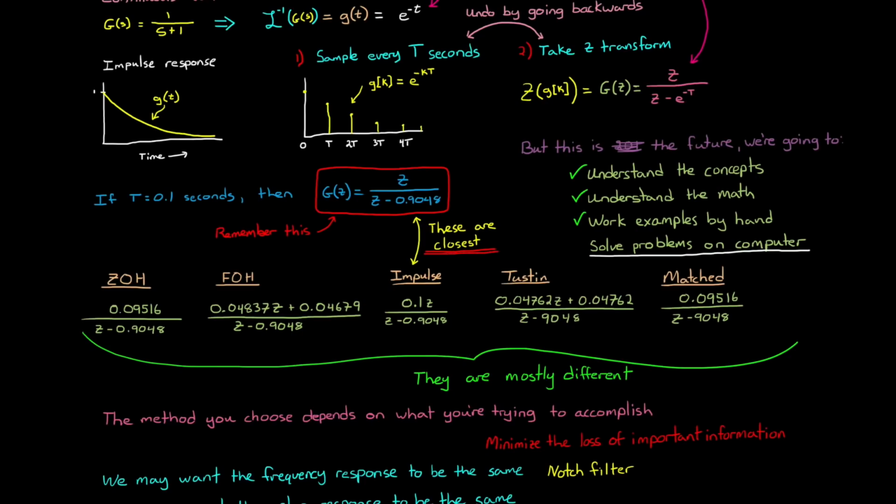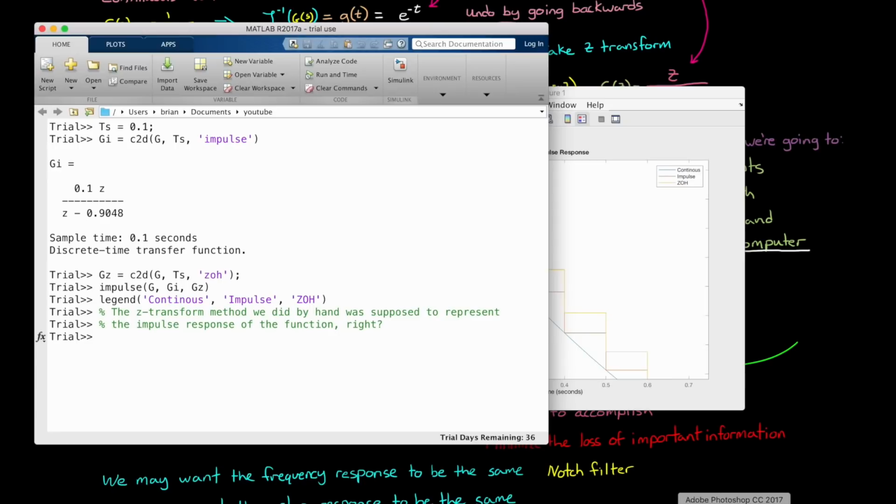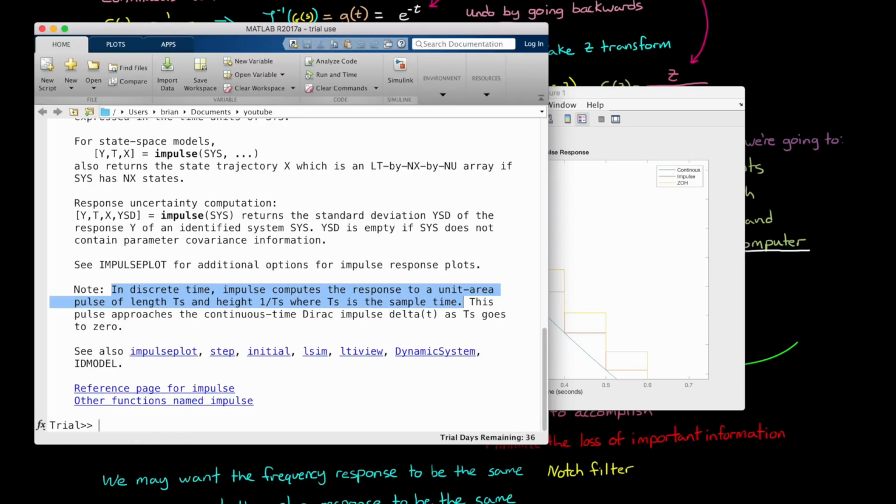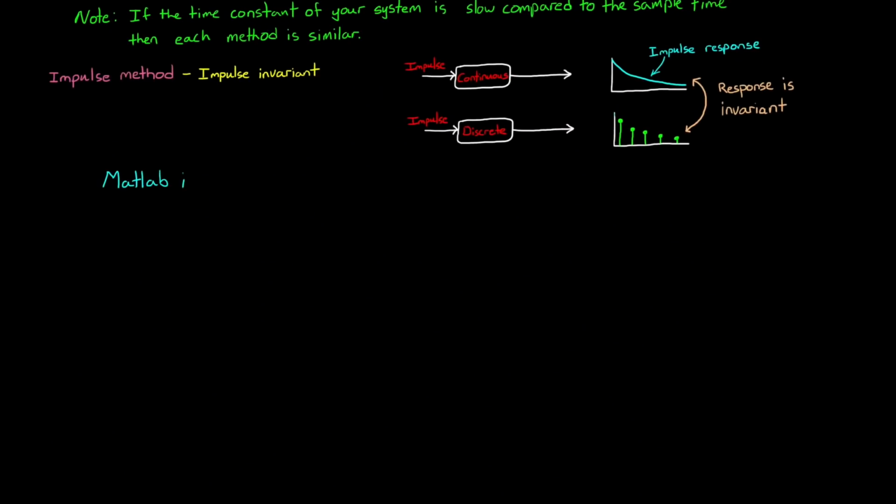In fact, they're only off from each other by a factor of 0.1, which just so happens to be the sample time. You'll find the answer to why the answer is scaled by the sample time if you look at how MATLAB defines an impulse. The impulse command in MATLAB computes the response to a unit area pulse of length ts and height 1 over ts. For our sample time of 0.1 seconds, the width is 0.1, and so the height is 10, such that the area under the pulse is 1, or a unit pulse.